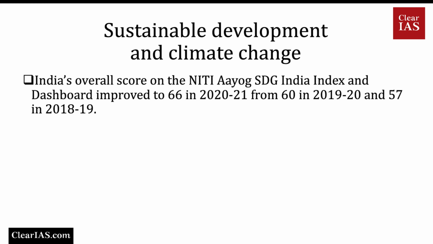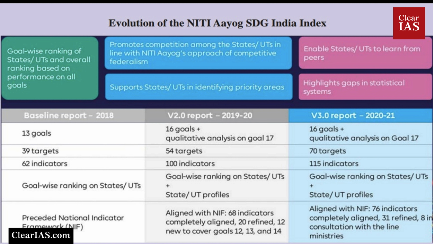India's overall score on the Niti Aayog SDG India Index and Dashboard improved to 66 in 2020-21 from 60 in 2019-20 and 57 in 2018-19. This figure depicts the evolution of the Niti Aayog SDG India Index since its first baseline report in 2018.